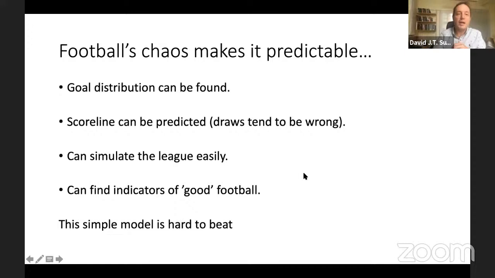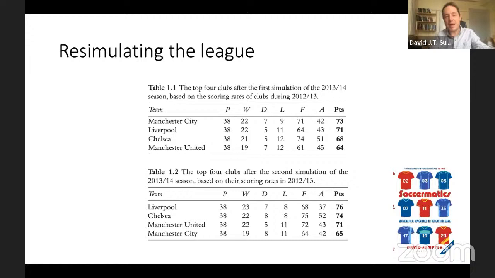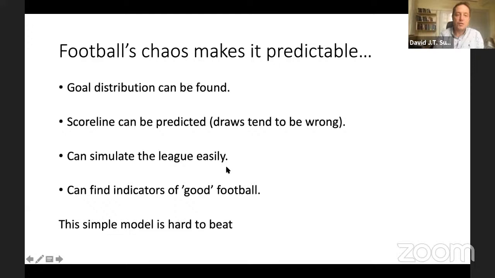Okay, to summarize, football's chaos makes it predictable. Goal distribution can be found. This is what I think is one of the coolest things: with just one parameter, you can find the whole distribution of things, and you can even predict very reasonably the results of a match. You can predict the results of a season using those types of things. Scoreline can be predicted. Draws tend to be a bit wrong for different leagues. That's what bookmakers spend a lot of time adjusting for. You can simulate the league easily.